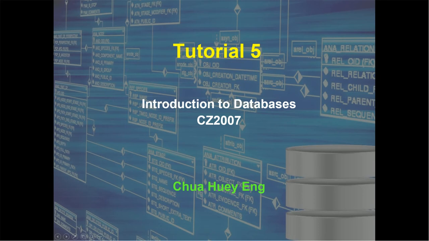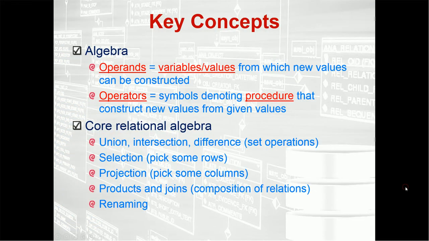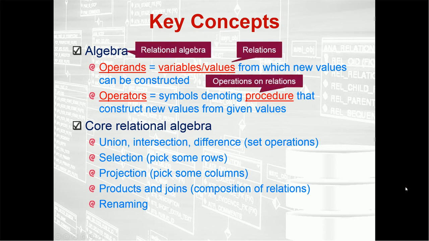Good afternoon everyone. Today, we will be doing tutorial 5 of CZ2007 which is on relational algebra. First, let's recap on some key concepts. In relational algebra, the operands are relations whereas operators are operations on relations. Some core relational algebra that we will come across are union, intersection, selection, projection, products, joins and renaming.